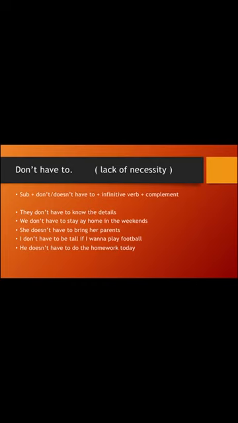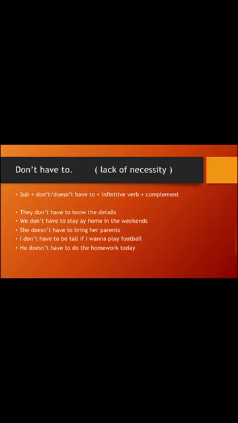We don't have to stay at home in the weekends. It means that we have the option to go outside. It's not necessary to stay inside our homes in the weekends. She doesn't have to bring her parents. It's not necessary for her to bring her parents. Yani, if she didn't bring her parents, nothing will go wrong.